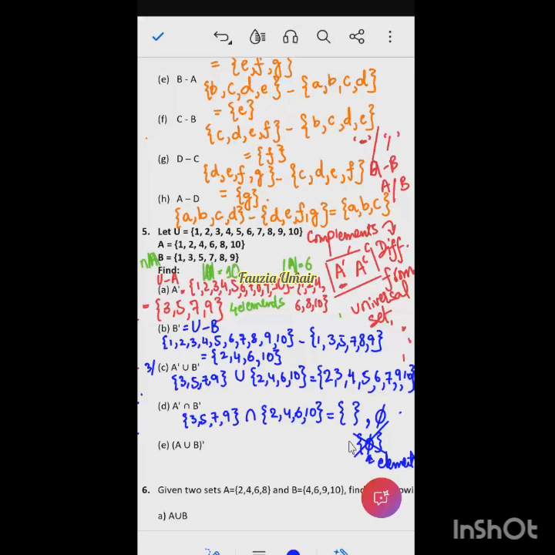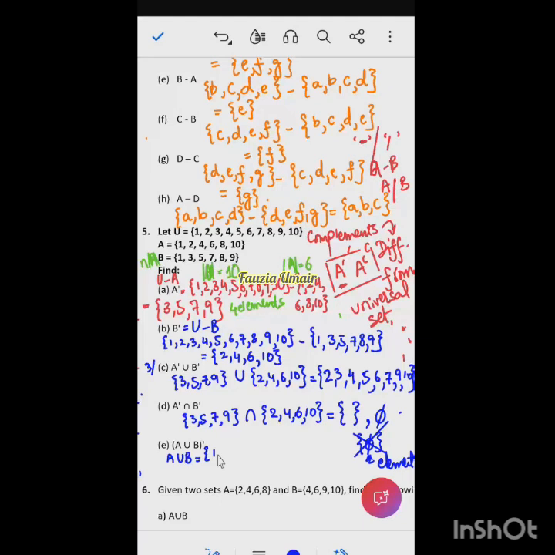Now the last part is A union B whole complement. This is basically a two-step question. First of all, you will find A union B, and then you will subtract the answer of this part from U. So what is A union B? Can anyone take 1, 2, 3, 4, 5, 6, 7, 8, 9, and 10? This is A union B.